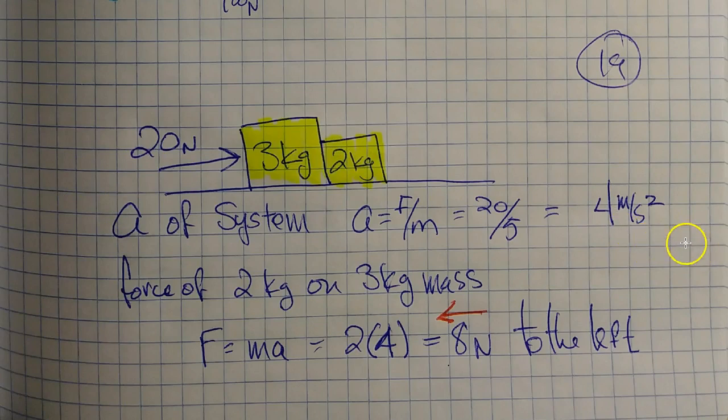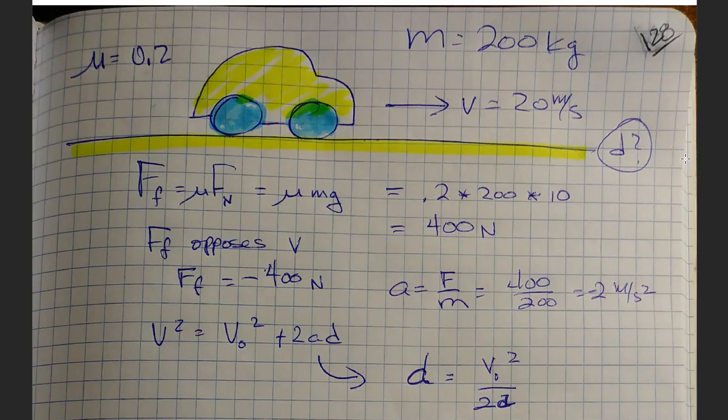Alright, there's that one. Okay, let's try this problem one more time. I did it previously and messed it all up. So here we go. We have a little car. It's going 20 meters per second forward, and its mass is 200 kilograms. The coefficient of friction is 0.2. How do I know? I just made it up. I need to know the stopping distance of the car.